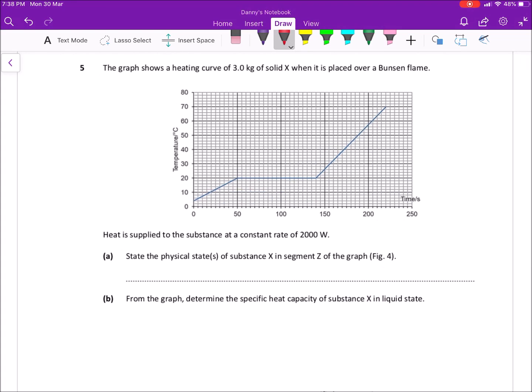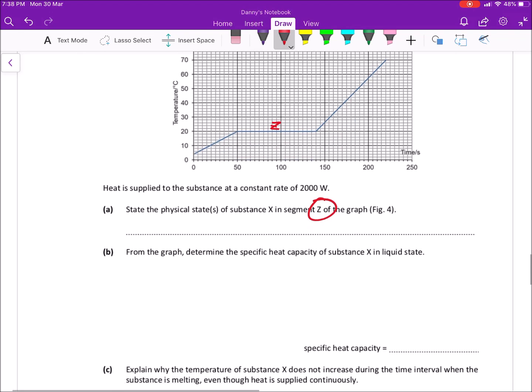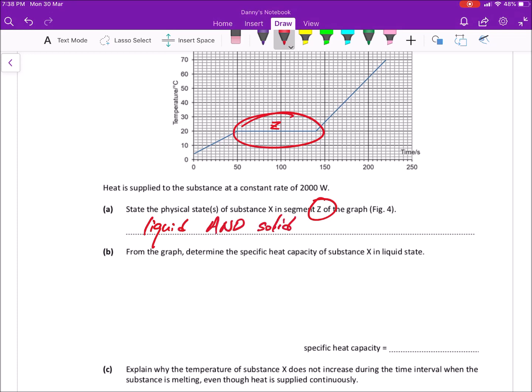Okay, for question 5, actually there's a typo over here. I'm very sorry. So this is actually Z. So just remember, if you are talking about a state change, please use the word and. Okay, and both state will occur during melting. Some of it will be solid, some of it will be liquid. That's why it is called melting, right? It has not melted.